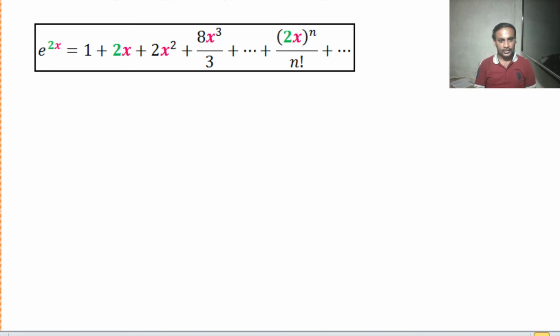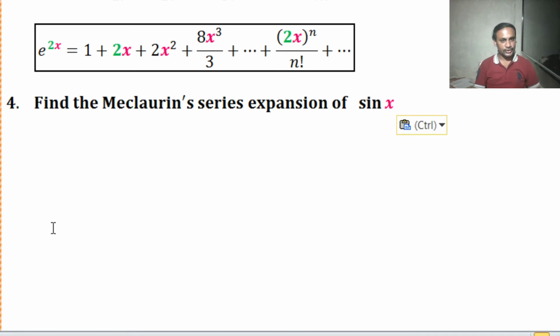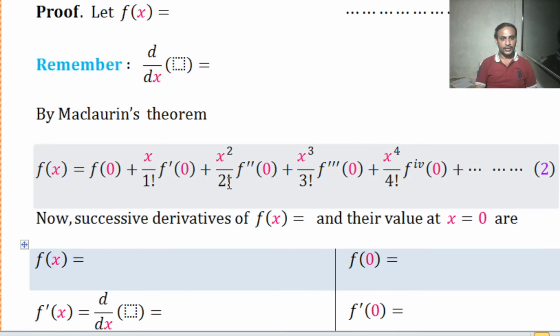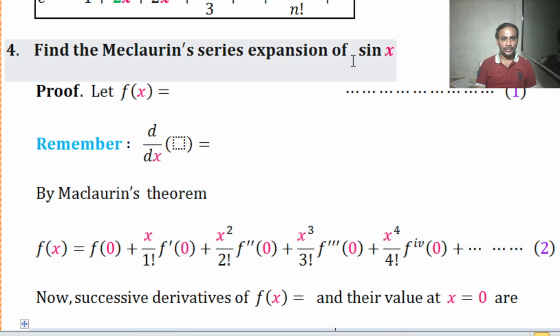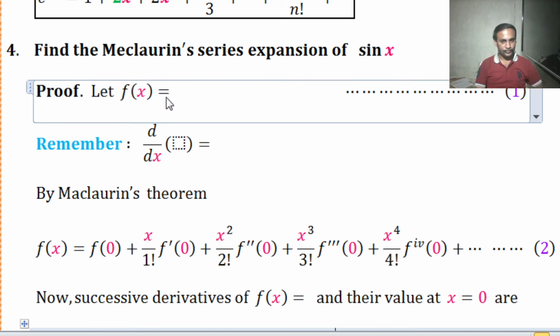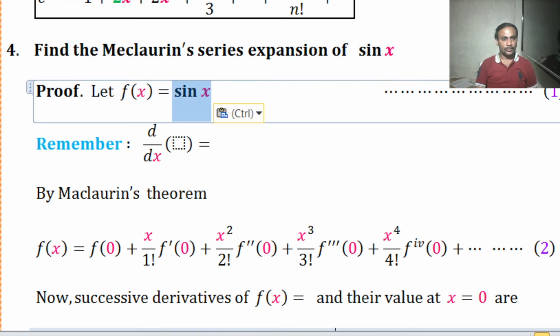Now next example is find the series expansion of the function sin x. Find the series expansion of the function sin x. Now in that we are taking this solution as a frame of solution. Now from this, here function f of x is sin x.